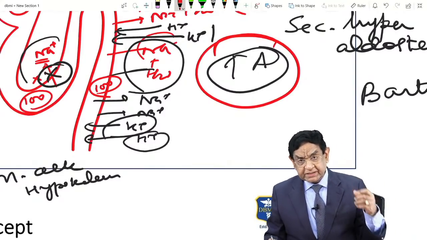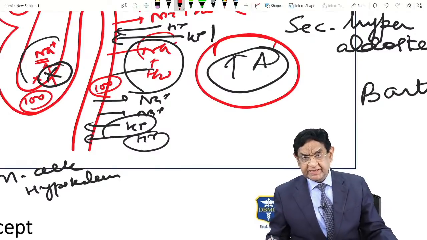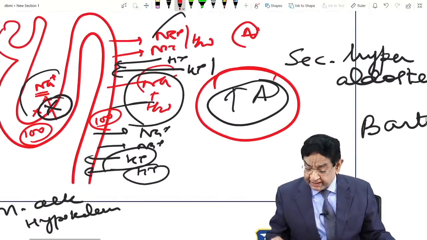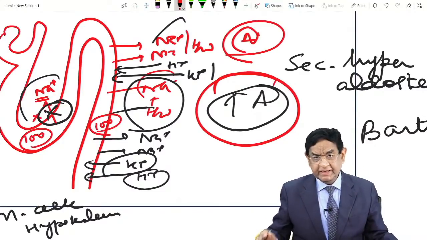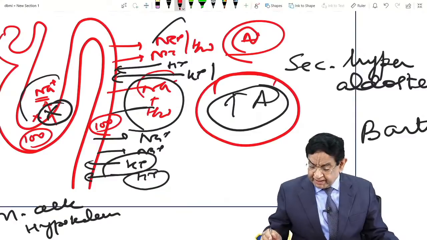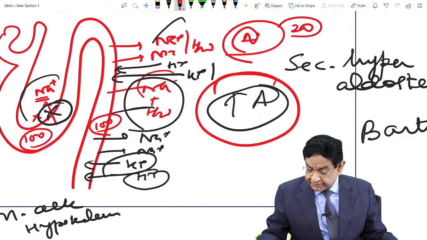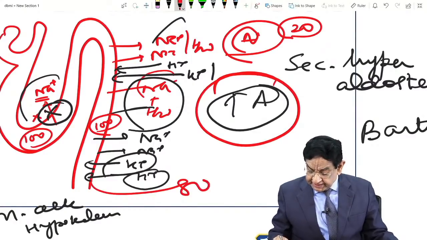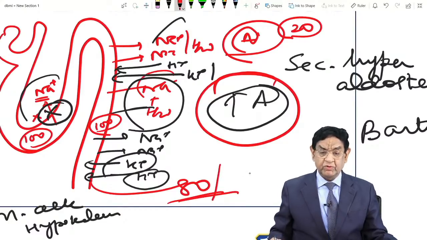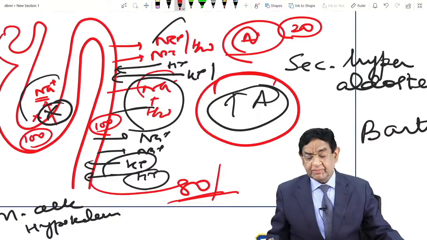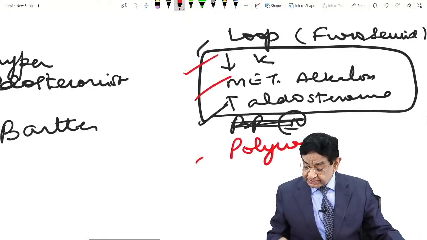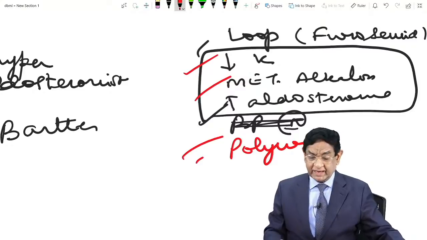So 100 extra sodium particles have come into the DCT or collecting tubule. But don't forget, aldosterone is a weak hormone. It cannot reabsorb 100. Maybe it can absorb 20. Still, 80 sodium will go out with water. 80 sodium and water will go out, and they will have polyuria. Got it? And that's why furosemide acts like a diuretic. So friends, now we understood why polyuria will happen in these patients.